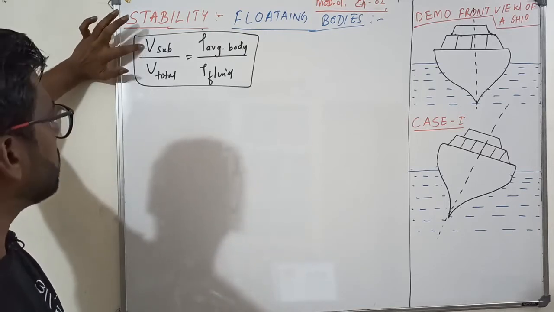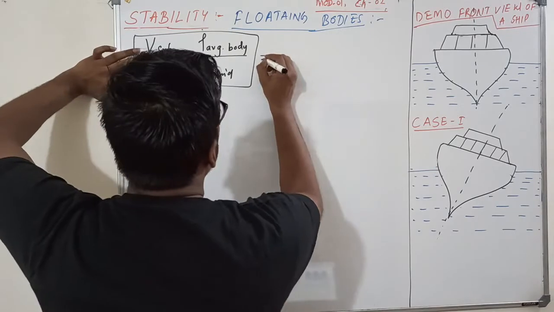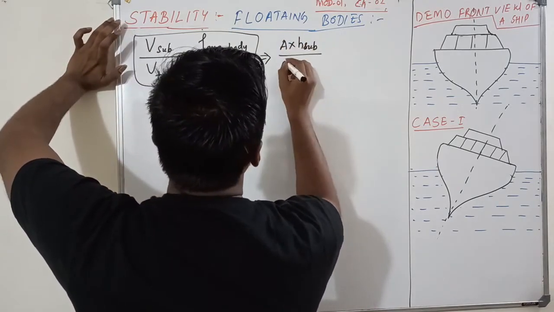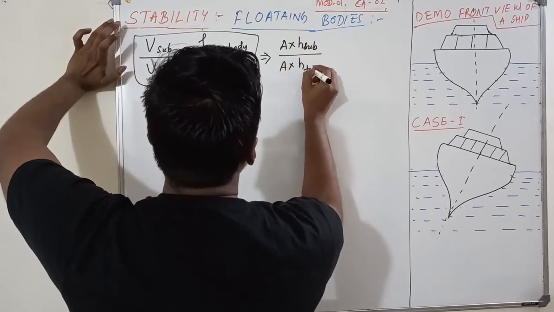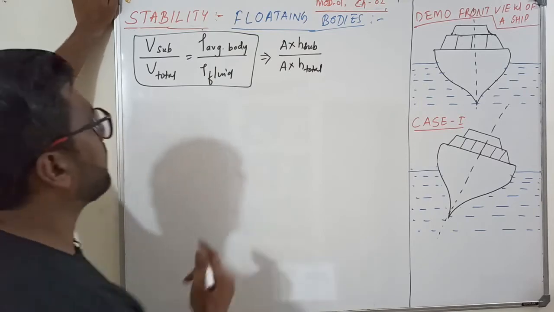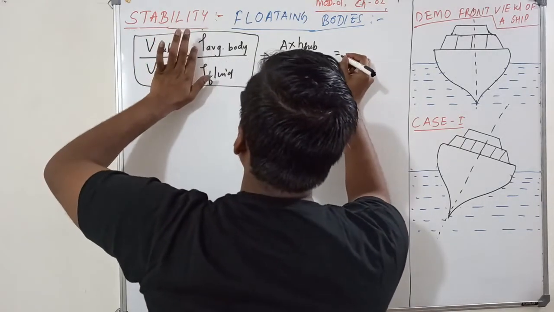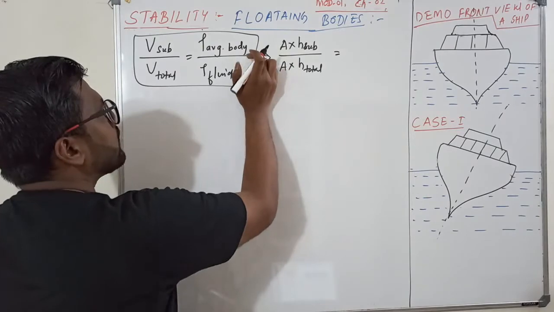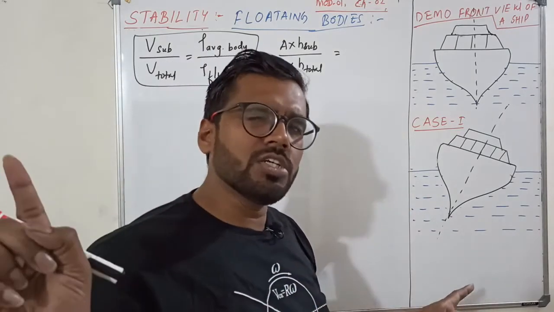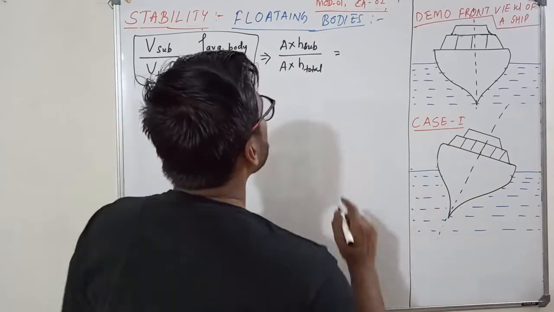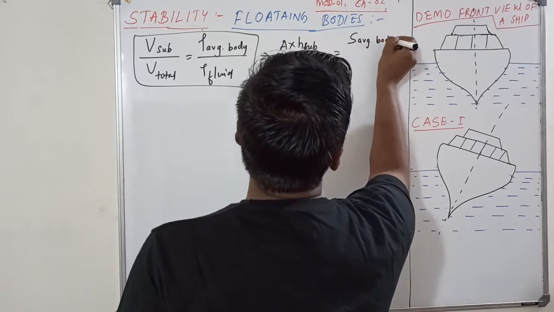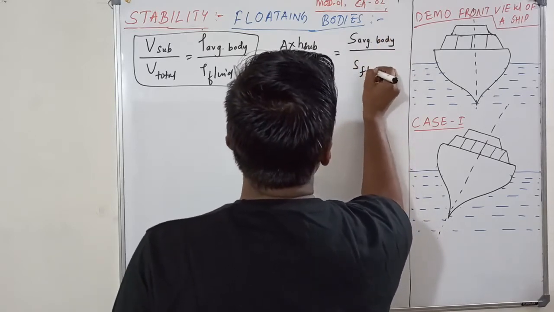Volume of submerged by volume of total. Can I write it like this? A into H of submerged area divided by H total. Yes or no? Area is the same only. Is equal to, now if this density is in both the numerator and denominator, I'll divide it with density of water. So what will become the density of matter by density of water? This is nothing but specific gravity. So I can write specific gravity of average body divided by specific gravity of fluid.